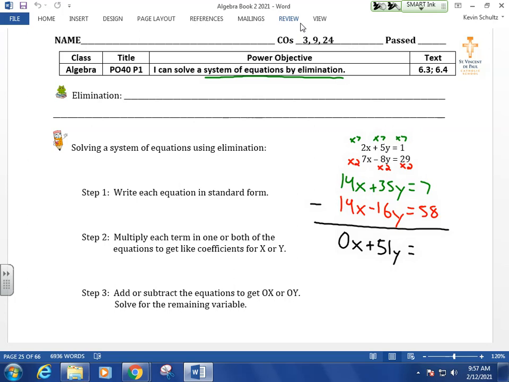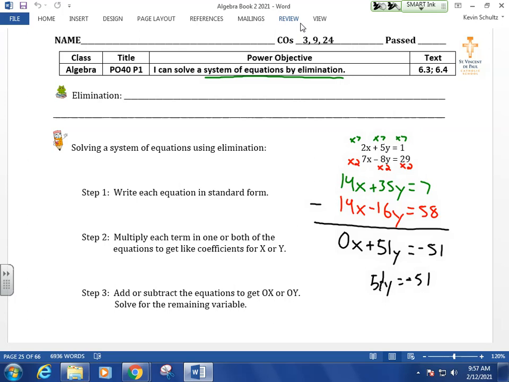And 7 minus 58 is negative 51. Right? Not 58 minus 7, 7 minus 58. And what I've just done here, by eliminating that x variable, is I now have one equation, because 0x is nothing, I can take it out of there. I have got positive 51y equals negative 51.